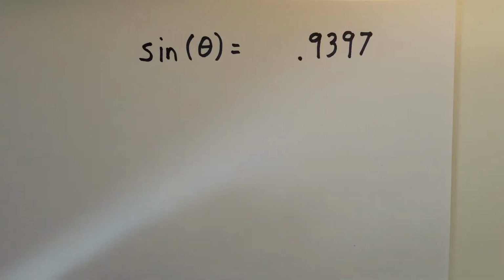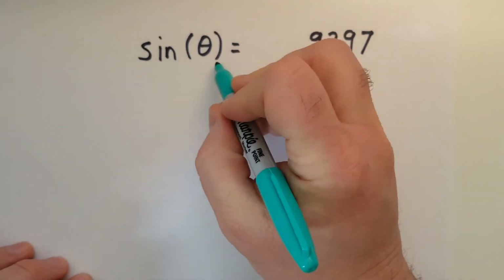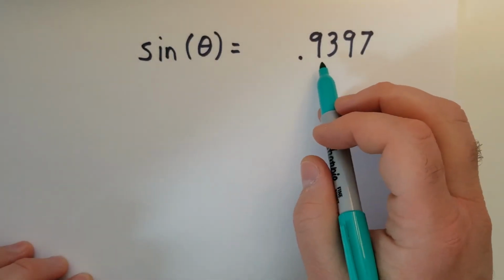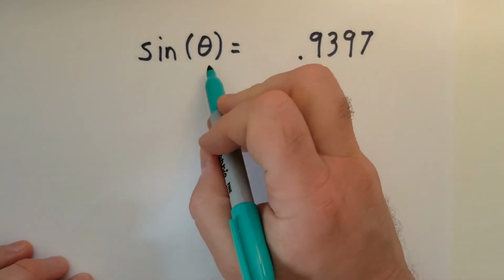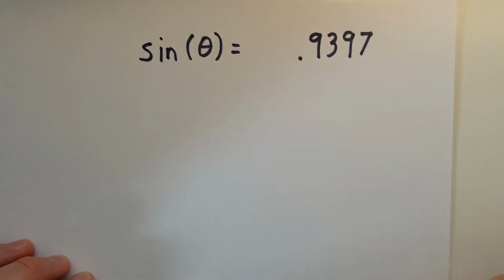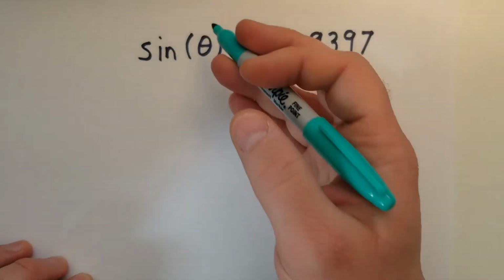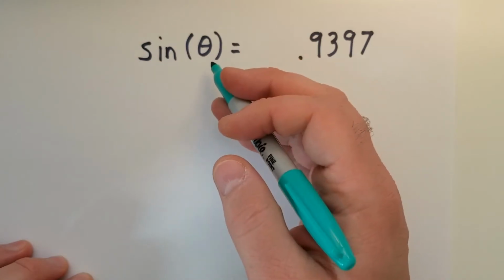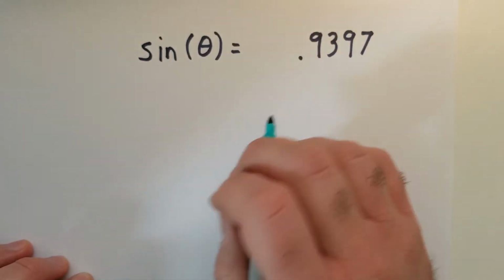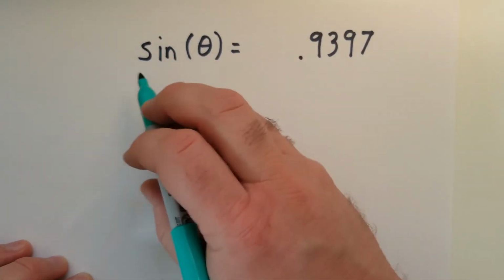We're going to start by revisiting this question from geometry class. If sine of theta, and theta is the variable that is the angle, equals 0.9397, what is that angle? Now, I don't know how to do this in my head. I don't know what this looks like, but I do know that we need to get rid of the sine.